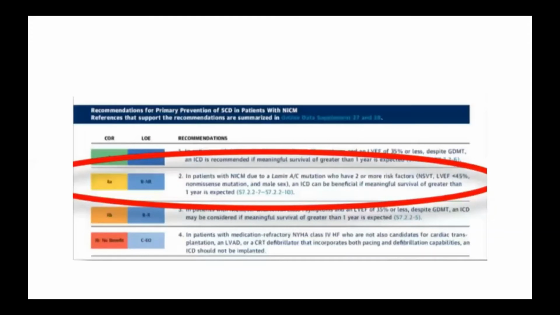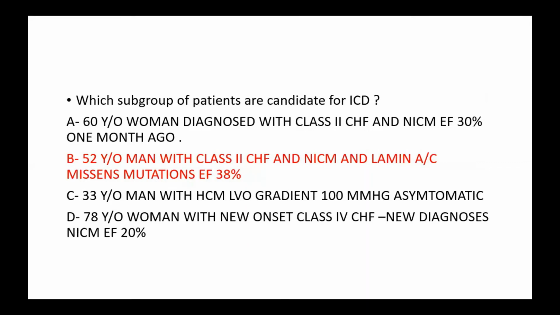But yeah, actually the percentage is 45. You said 40, but they said in a patient with non-ischemic cardiomyopathy due to lamin AC mutation who have 2 or more risk factors, non-sustained VT, or ejection fraction less than 45%, an ICD can be beneficial if the meaningful survival is greater than 1 year. So that's really B. That means the ejection fraction in this particular case of lamin A and C mutation, not in general cases of non-ischemic cardiomyopathy.